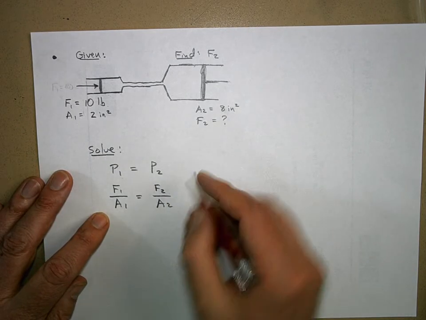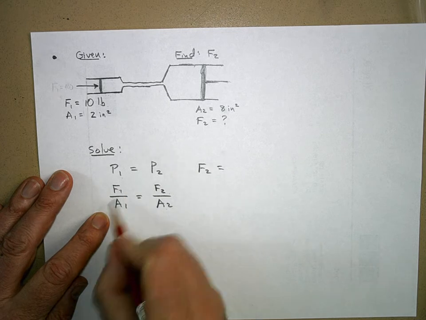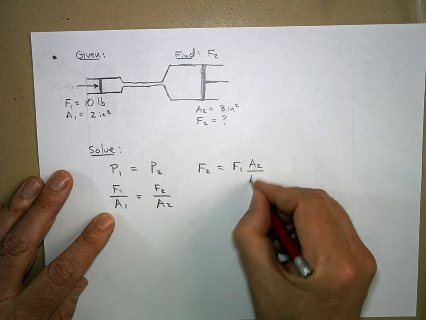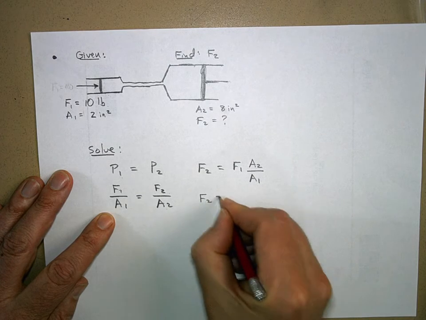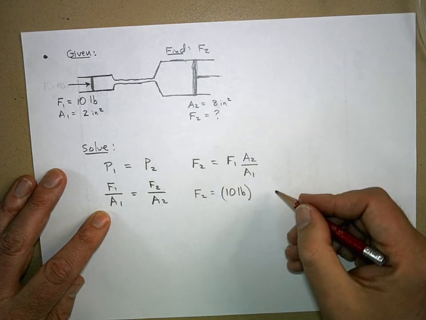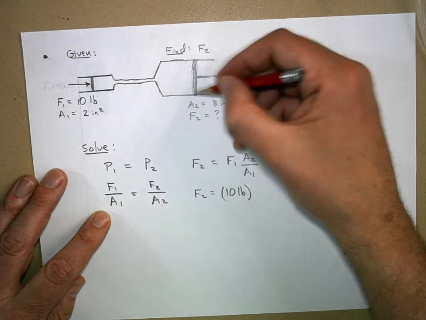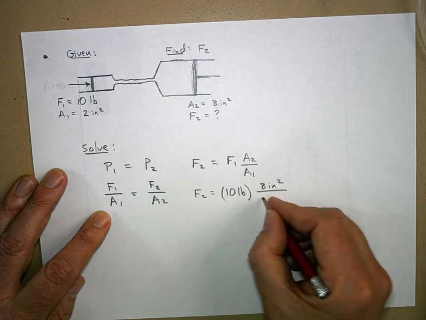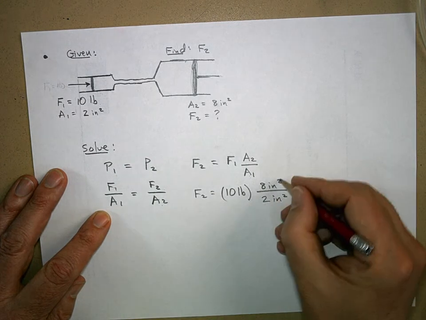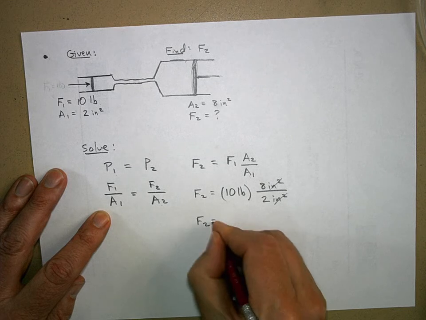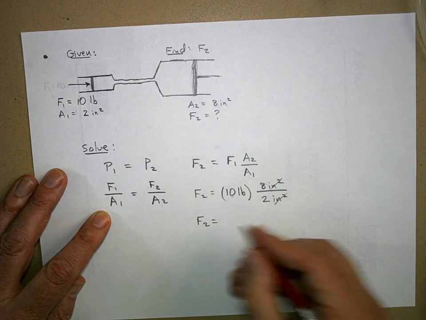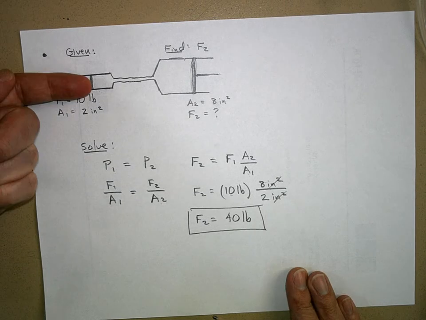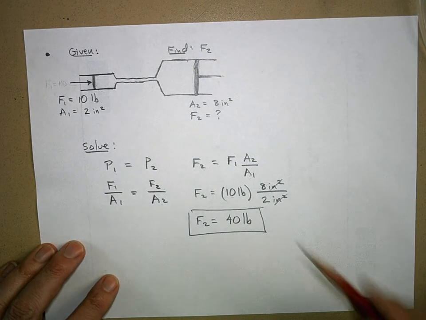I want F2. So F2 is equal to, well, cross multiply and divide. It's F1 times A2 divided by A1. And so F2 is equal to 10 pounds times A2. Well, A2 we said here is 8 square inches. That's given. Divided by A1, which is 2 square inches. Notice the square inches cancel. And F2, you don't need a calculator for this. What is 8 divided by 2? It's 4. 4 times 10 is 40. 40 pounds. That's my answer. So if you press in with 10 pounds over here, you're going to get 40 pounds over here. And that's how hydraulic systems work.